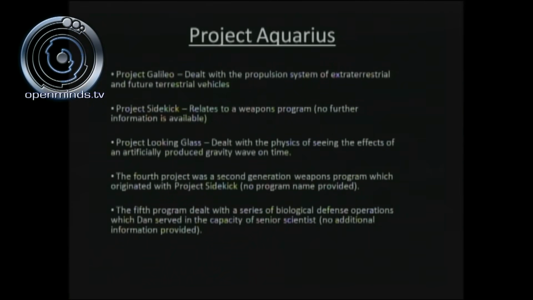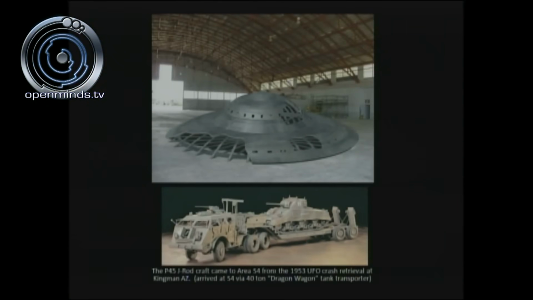Project Looking Glass dealt with the physics of seeing the effects of an artificially produced gravity wave on time. The fourth project was a second-generation weapons program which originated with Project Sidekick, no program name provided. The fifth program dealt with a series of biological defense operations in which Dan served in the capacity of senior scientist. So those are the programs that fell under Project Aquarius.